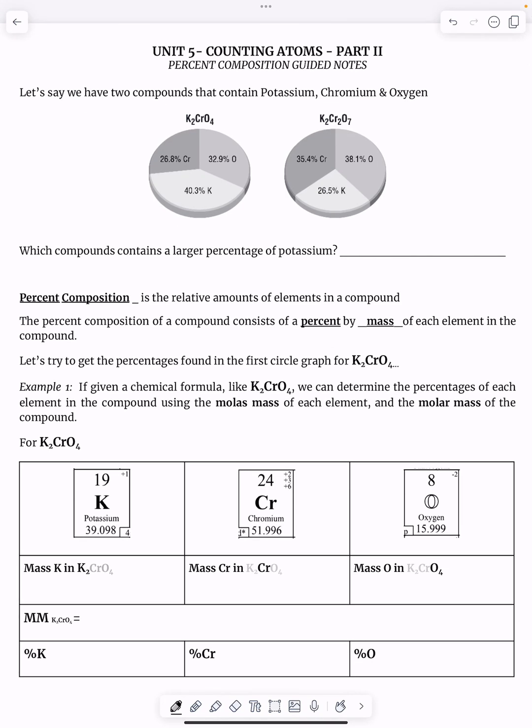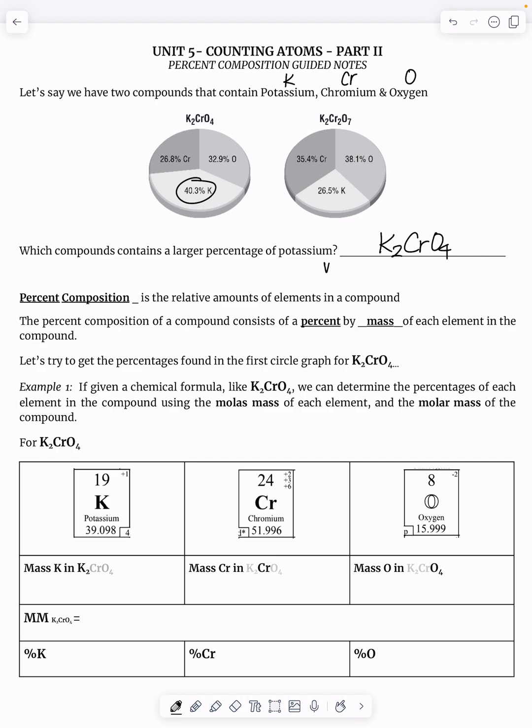Hey chemists, in this video we're going to be talking about percent composition of compounds. Let's say we have two compounds that contain potassium (K), chromium (Cr), and oxygen (O). Here are the percentages of each element in the compound. Given these, which compound contains a larger percentage of potassium? I could look at the circle chart, the wheels here, and see it is the compound that has K2CrO4.